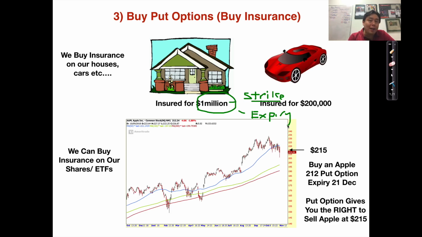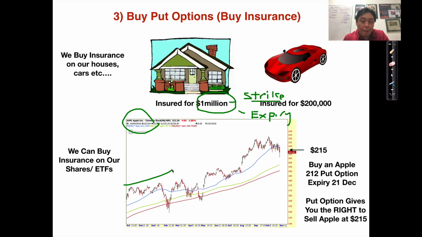So same thing in the stock market, we call that a premium as well. We call it the options premium or the price of the option. Here's an example. Let's imagine that you own Apple shares. It's a good company. You think it will always go up in the long run, but you think in the short term it could go down because of the bear market, right?